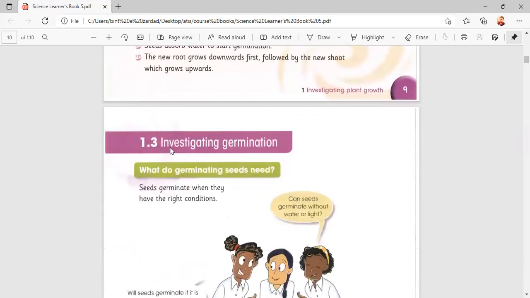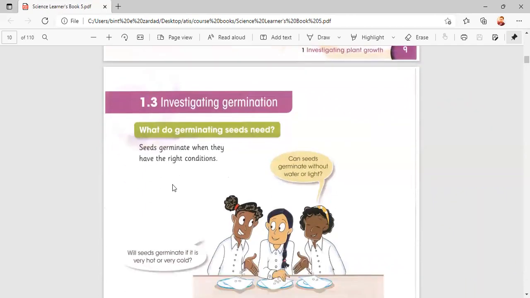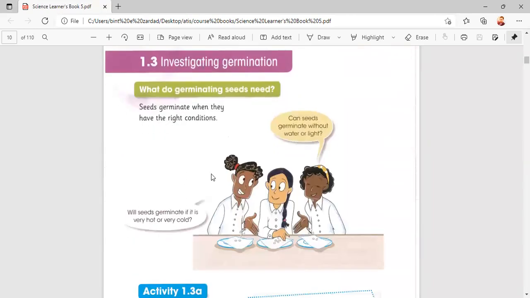Lesson 1.3: Investigating germination. What do germinating seeds need? When seeds have the right conditions, like in the previous lesson, what are the main factors for seed germination? A warm place, water, and air. These are the three conditions for seed germination.